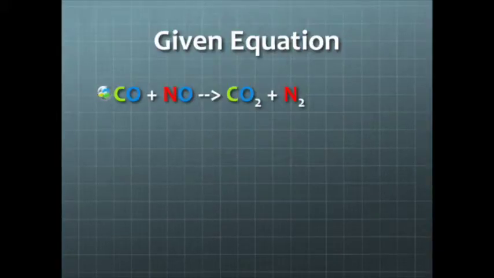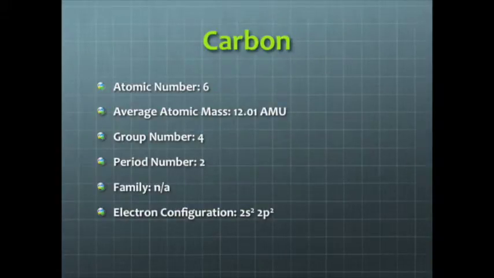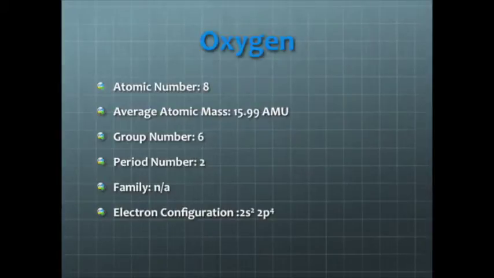Now I'm going to start off by breaking down each specific atom. First, I'm going to start off with carbon. Carbon has an atomic number of 6, an average atomic mass of 12.01 atomic mass units. Carbon's group number is 4, and period number is 2. There is no specific family for carbon, and carbon's electron configuration is 2s squared, 2p squared.